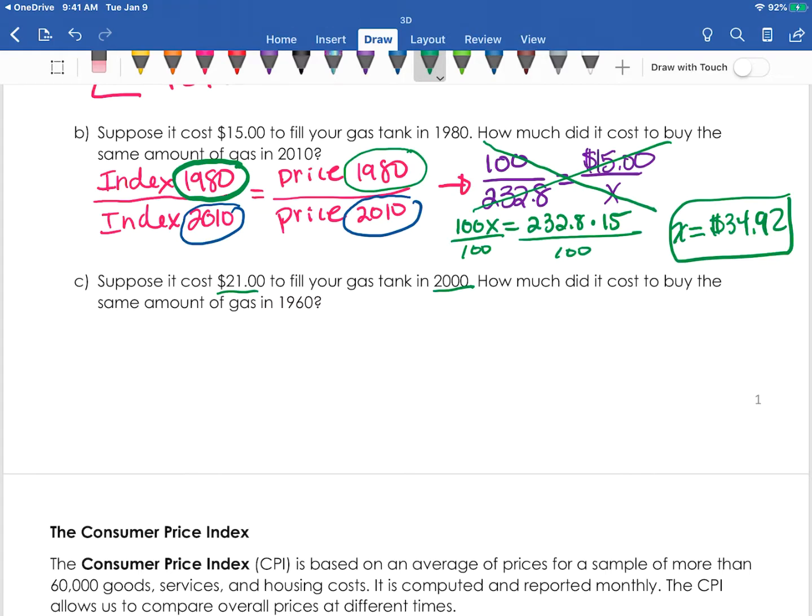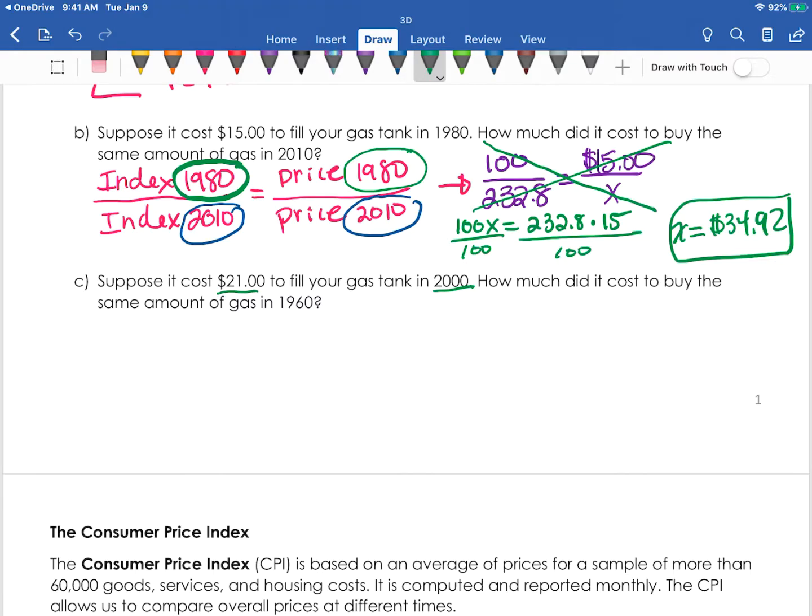So when I find the answer for the same amount of gas in 1960, and it comes out to be more than $21, I know I made a mistake because it should be going down. In 2000 versus 1960, it should be less. So always make sure that your answer makes sense with the problem. That way you can catch some mistakes.